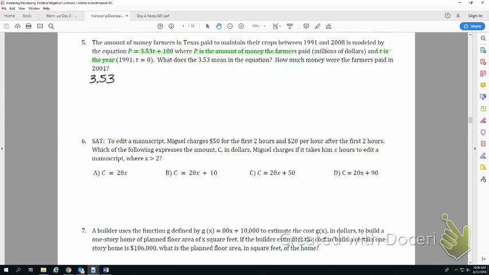The dollars and cent amount. Okay. Yeah. So that's what it represents, but if it's in math terms, what is the 3.53 number? What is that? Okay, it's the slope. But in this word problem, it doesn't just mean the 3.53 million. It means the 3.53 million per year. Okay?